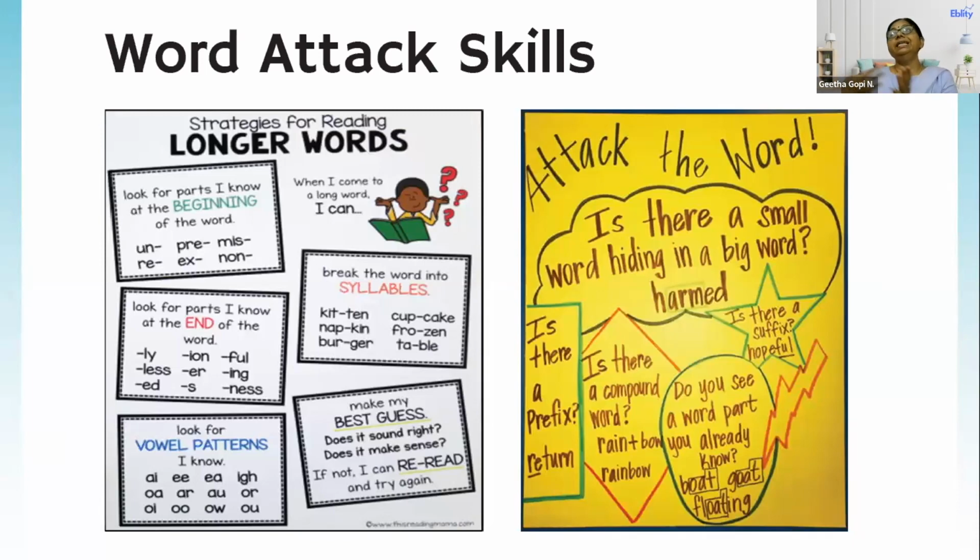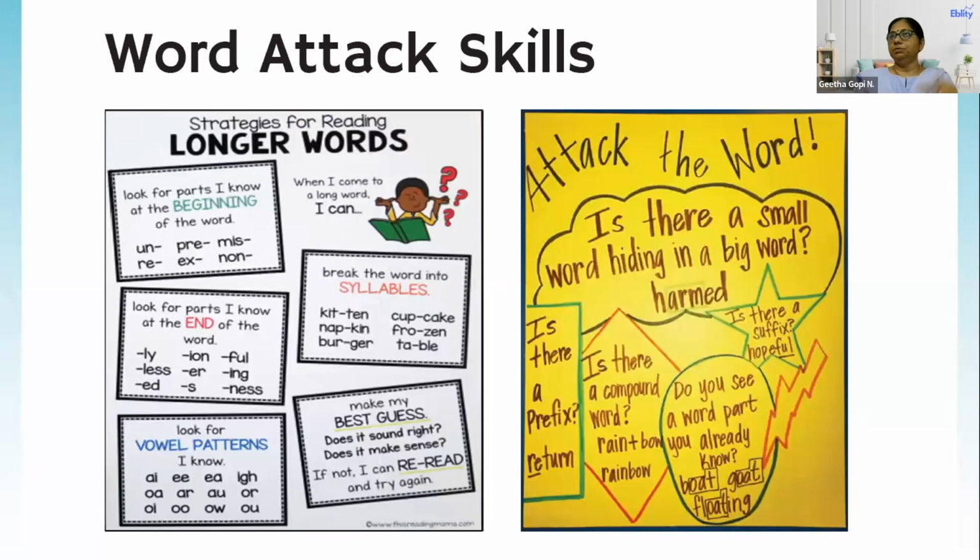You can also look for ending parts of words, like if there are words ending in ing or ly or less, ness, like happiness, for example, or joyful. So separate the ending part, read the first part of the word, then read the ending part separately, and then put it together. So looking for familiar parts, whether at the beginning or the ending of a word, is one strategy to help attack longer words.